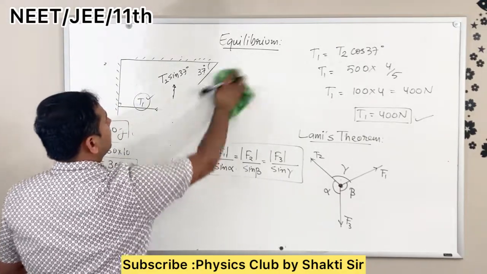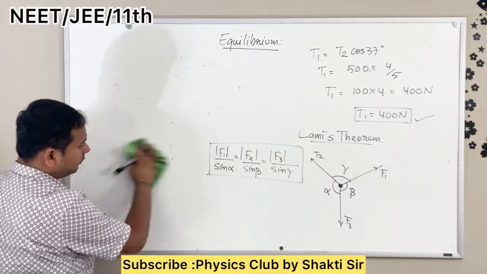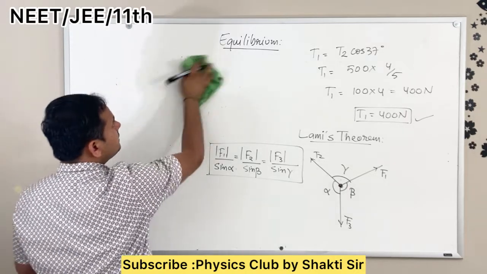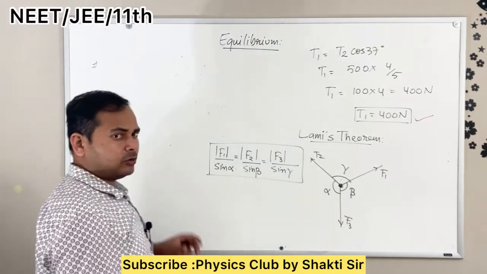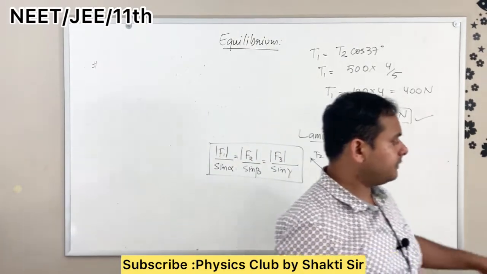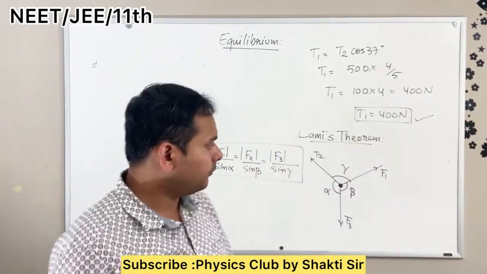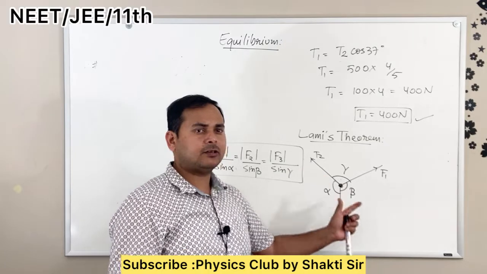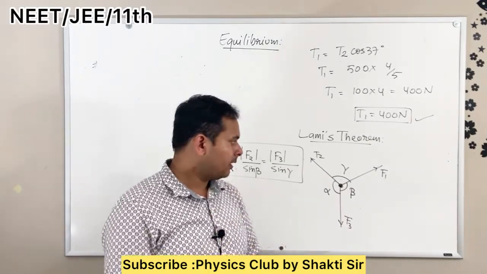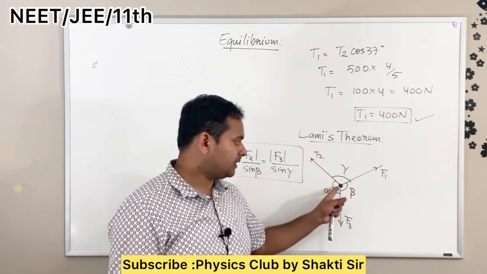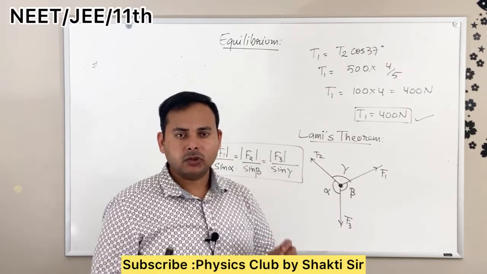Okay, now if we have more than three forces acting on the particle and the particle is in equilibrium, this is a very important point. Firstly, we need to know the concurrent forces. Concurrent forces are those which are acting at a particular point. All three forces are acting on this particle at a particular point, so these forces are known as concurrent forces.